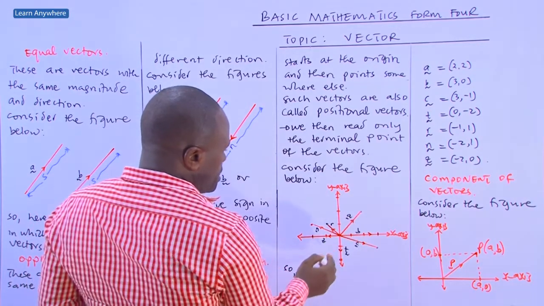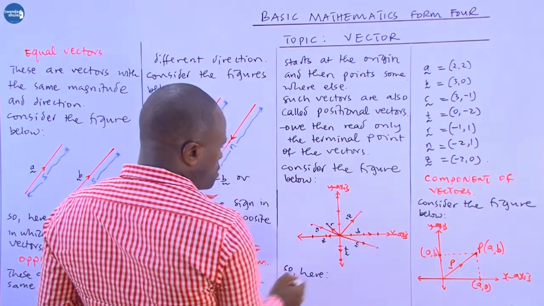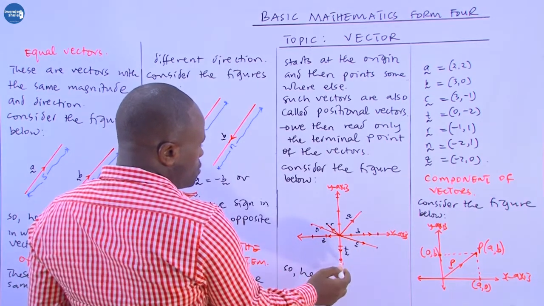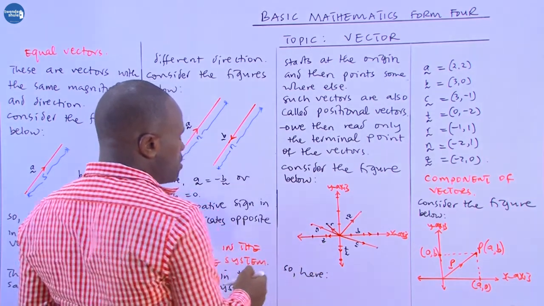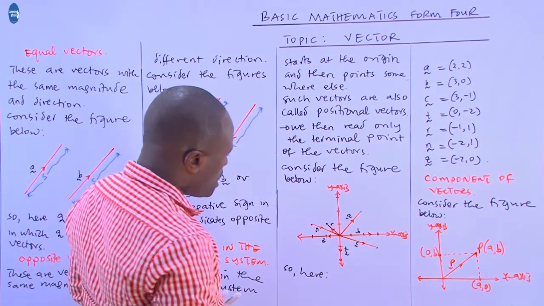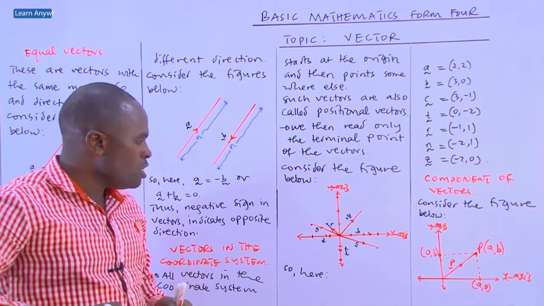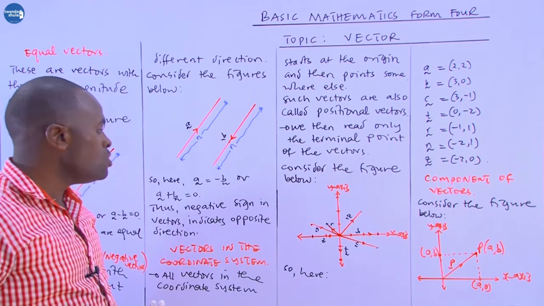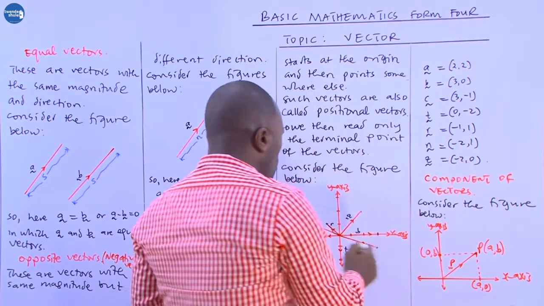So vector A equals 2, 2. Vector B is 3, 0. Vector C is 3, negative 1. Vector T is 0, negative 2. Vector Z is negative 2, 0. Vector N is negative 2, positive 1. Vector R is negative 1, 1. So the position of vectors in the coordinate system is only determined by checking the head or the terminal point of the vector. So you can see here we have tried to define all of them.